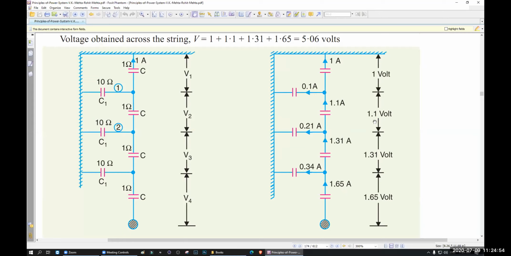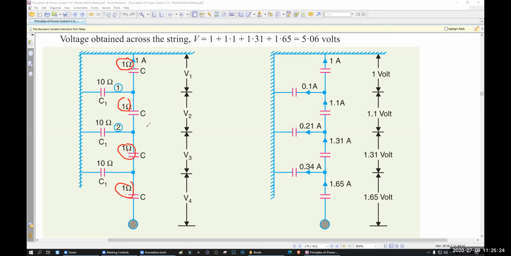See the method we have done just a few minutes ago. What is happening here? The reactances were 1 ohm, 1 ohm, 1 ohm, and 1 ohm, right? If the reactances are like that, what can we do? We can decrease the ohm, right? Let's say this is 1 ohm, this is 0.9, this is 0.8, this is 0.7.